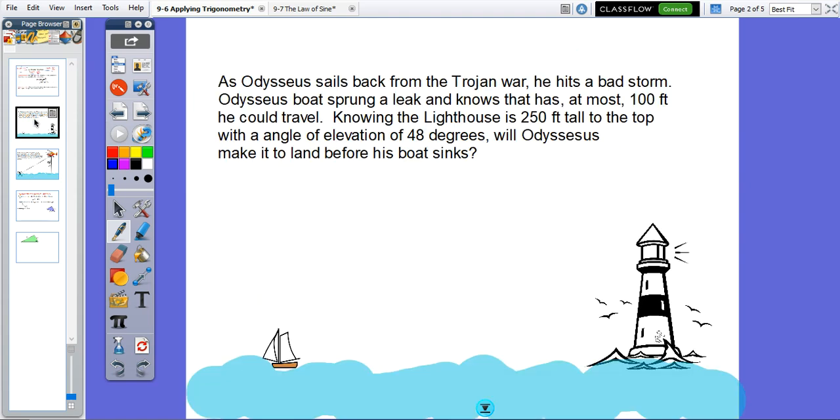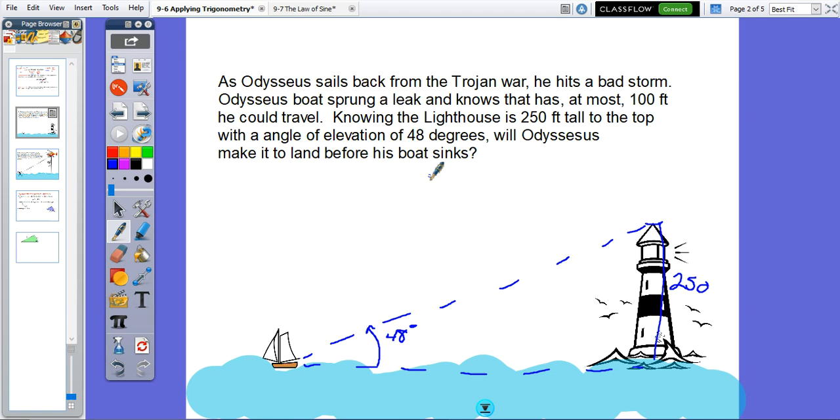Odysseus is sailing back from the Trojan War. He's hit by a bad storm. Then Odysseus' boat sprung a leak, and he knows that at most he has maybe 100 feet he can travel before he sinks. So he knows that the lighthouse is 250 feet high, from bottom to top. And he has an angle of elevation from himself to the top of the tower of 48 degrees. The question is, will Odysseus make it to land before he sinks? So this is a yes or no question.